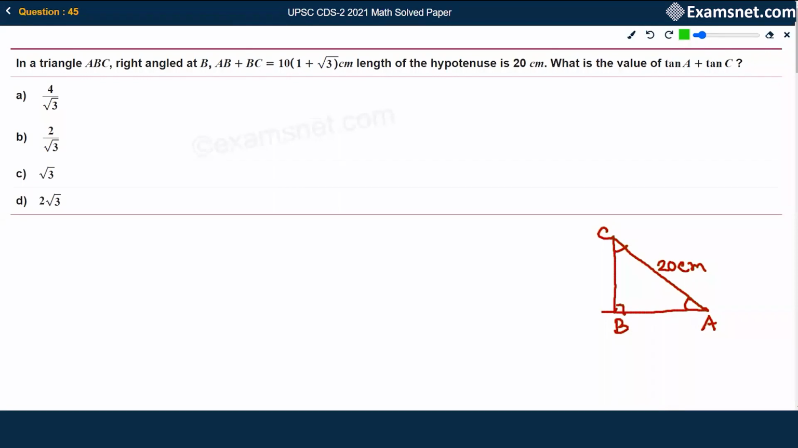In question number 45, it is given that in a triangle ABC, right angled at B, the sum of AB and BC is 10(1 plus root 3) centimeter, and the length of the hypotenuse is 20 centimeter. What is the value of the sum of tan A and tan C?